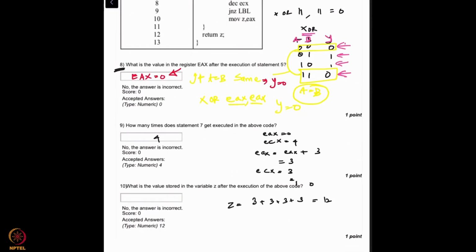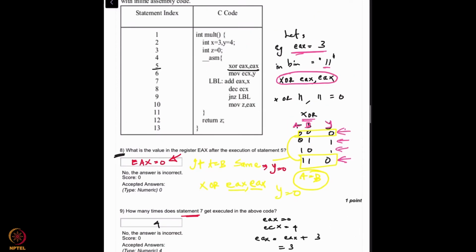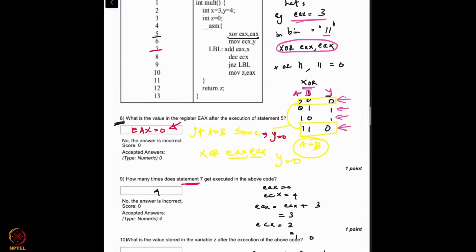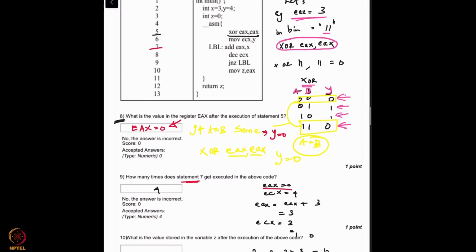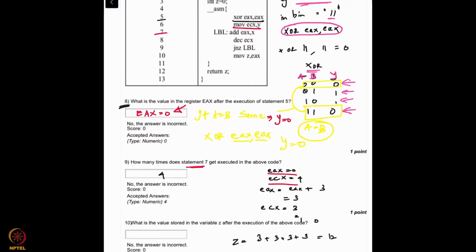How many times does statement 7 get executed in the above code? Statement 7. Okay, so let's look at this. EAX is 0, we know that from the previous discussion. ECX is equal to 4 because of move ECX comma Y. Now add EAX comma X. That is the first time LBL is executed.